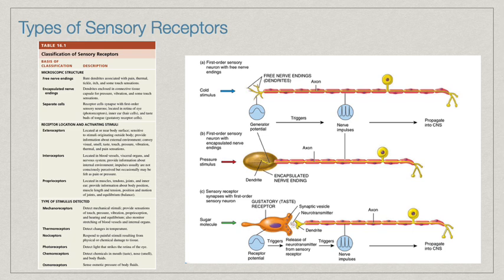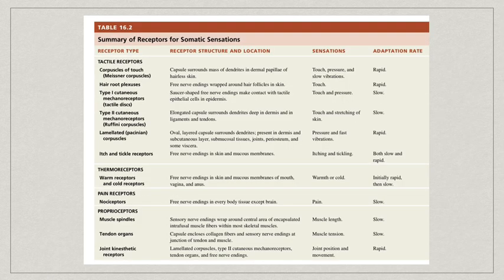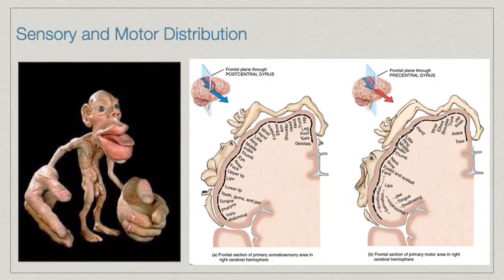Here's a great little table from your book and a nice visual illustration comparing free nerve endings to encapsulated nerve endings and separate cells. You can also see a nice function and location table here from your book about those sensory receptors.